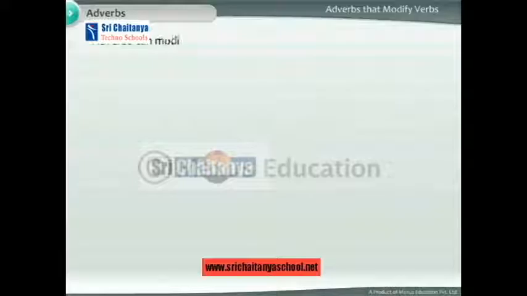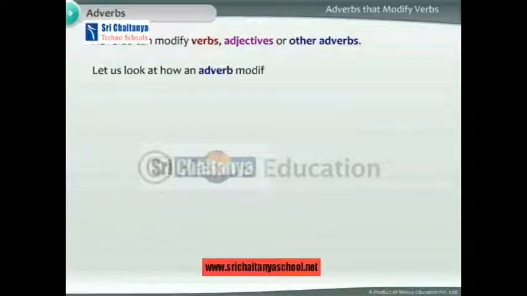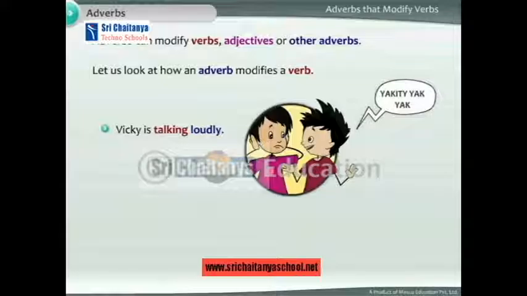Adverbs can modify verbs, adjectives, or other adverbs. Let us look at how an adverb modifies a verb. Vicky is talking loudly. In this sentence, the verb talking is being modified by the adverb loudly. The adverb loudly tells us how Vicky is talking.